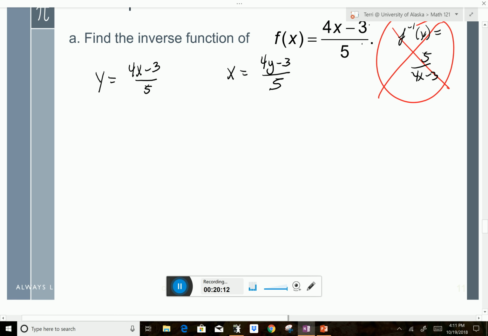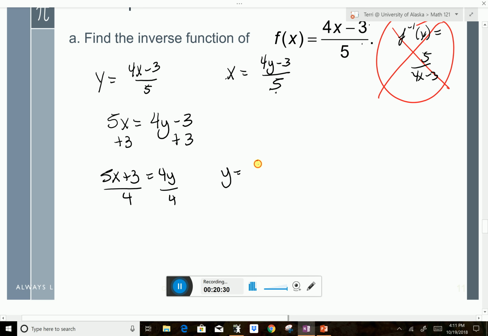So now I'm just going to solve for y. First step, put 5x on either side: 4y minus 3. Add 3 to both sides: 5x plus 3 is 4y. Dividing everything by 4, y equals (5x plus 3) over 4. There, that's it.